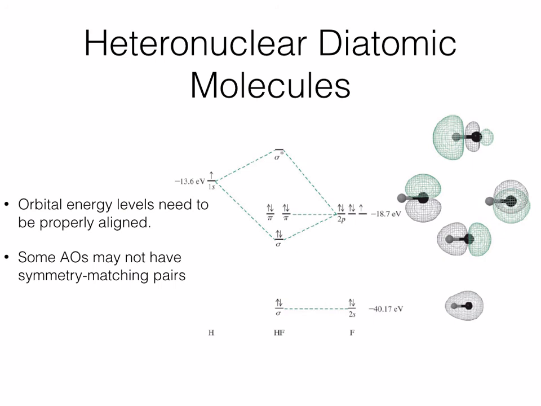Now, in this case, because the energy levels are not as well aligned, you could have an s orbital aligned energetically with a p orbital of another atom. Now, what that means is you could end up with orbitals that do not have symmetry-matching pairs within the ideal energy range to have effective interaction. Okay? And those atomic orbitals will basically not have any other atomic orbital to interact with. So they will become so-called non-bonding orbitals.